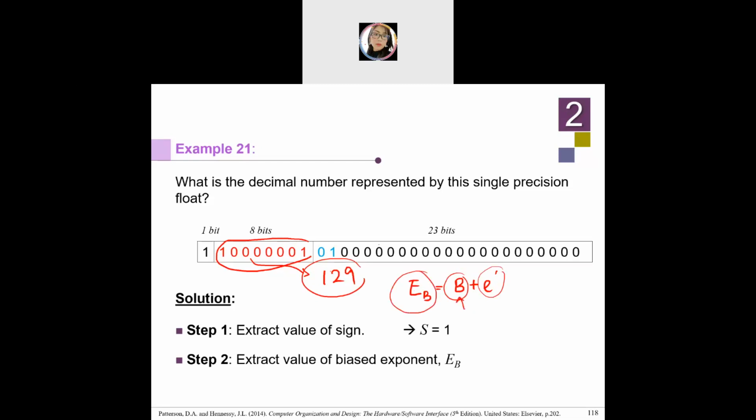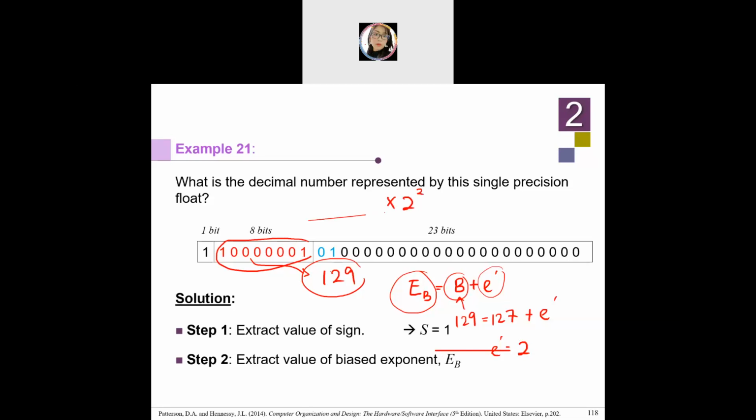What is our B for single precision? 127. So 129 equals 127 plus E prime. What is the value of your E prime? We minus 127, we will get 2. Correct? Yes. Okay, so we get our E prime as 2. So we know that it will be to the power of 2.